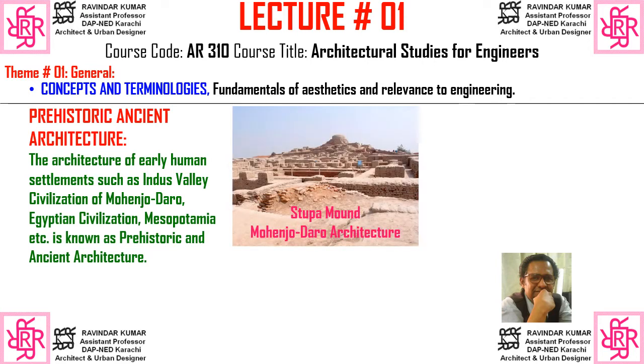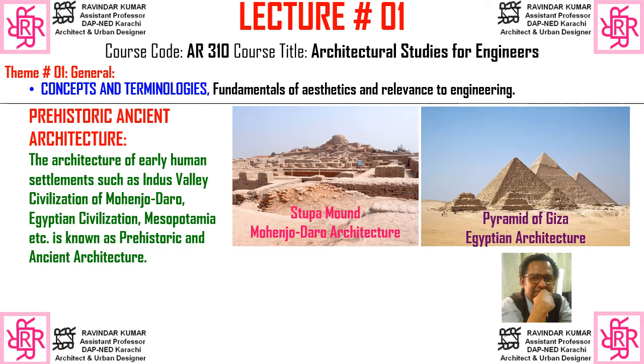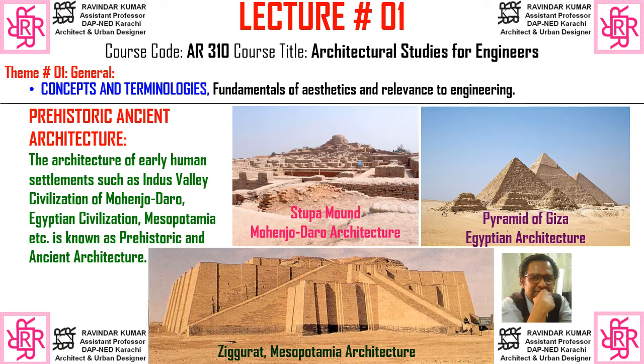This is the image of Stupa Mound, Mohenjo-Daro. This is Mohenjo-Daro's architecture. This is Pyramid of Giza, known as Egyptian architecture. And this is Ziggurat of Mesopotamia architecture. So all these three civilizations, even the Chinese civilization's architecture is also known as prehistoric or ancient architecture.